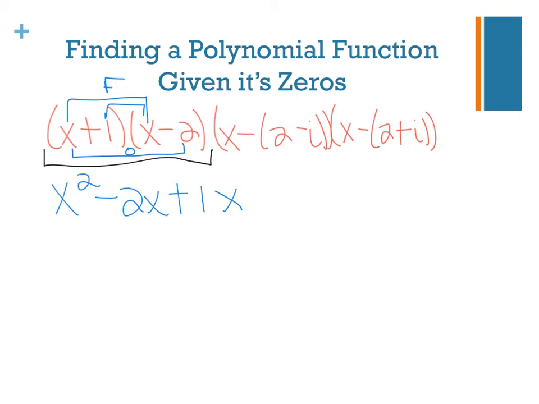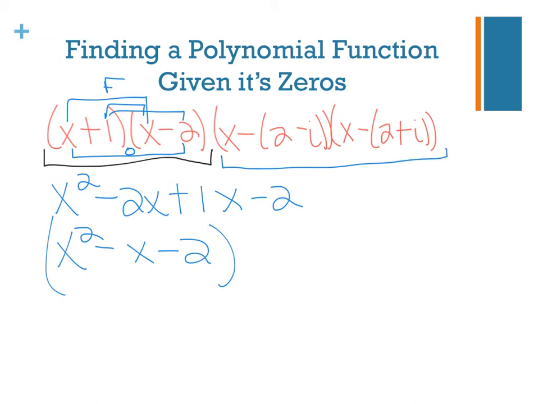And 1 times negative 2 is negative 2. I get x squared minus x minus 2, and that is part of my answer. Now the other part is found by multiplying these two factors together.